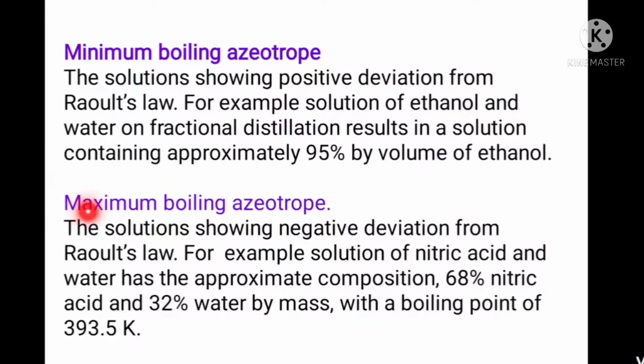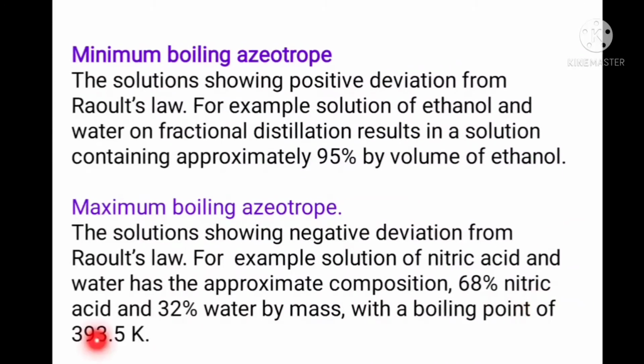And maximum boiling azeotrope. The solutions which show large negative deviation from Raoult's Law are called maximum boiling azeotrope. Example, solution of nitric acid and water, approximately composition 68% nitric acid and 32% water by mass with a boiling point of 393.5 Kelvin.